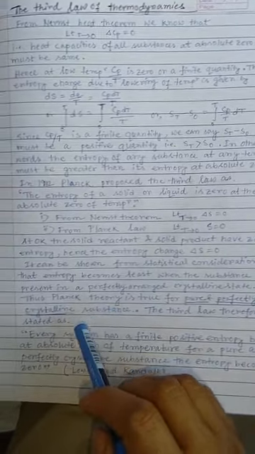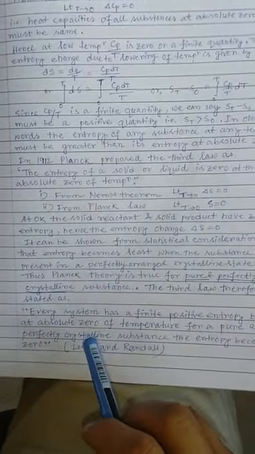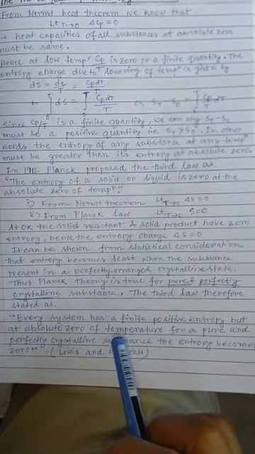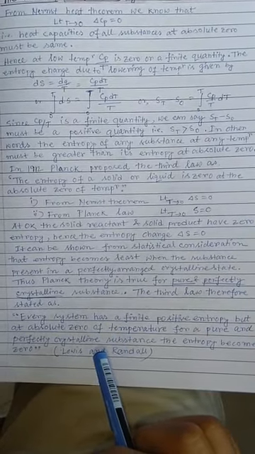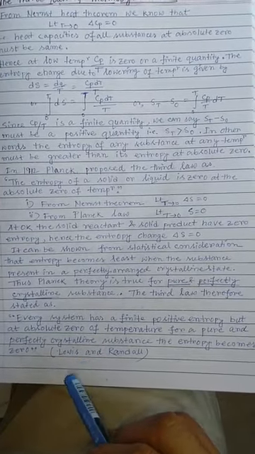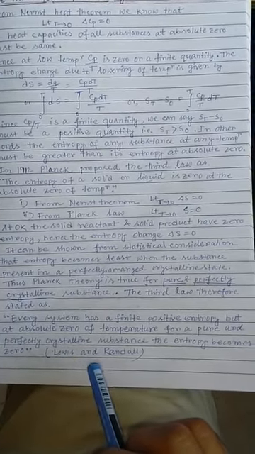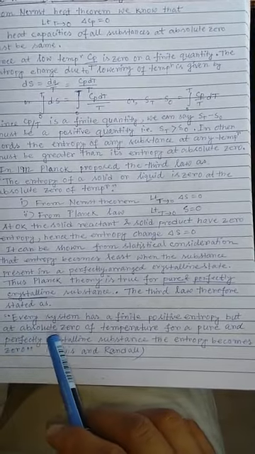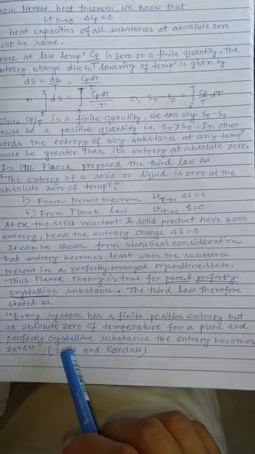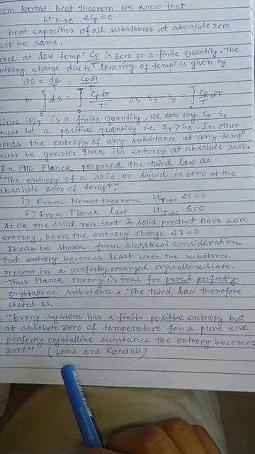The third law therefore states that every system has a finite positive entropy, but at absolute 0 of temperature, for a pure and perfectly crystalline substance, the entropy becomes 0. This definition is given by Lewis and Randall. So this is the statement of the third law: for a pure and perfectly crystalline substance, the absolute entropy is 0 at absolute 0 of temperature.